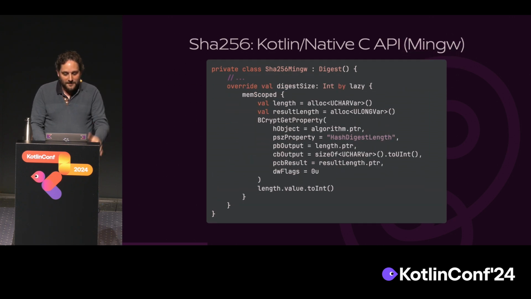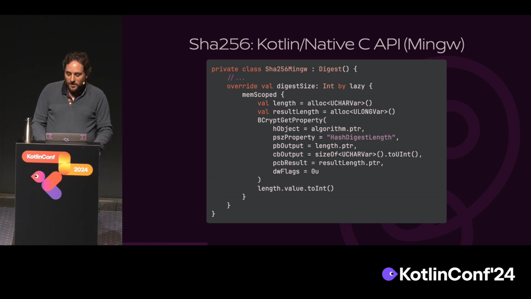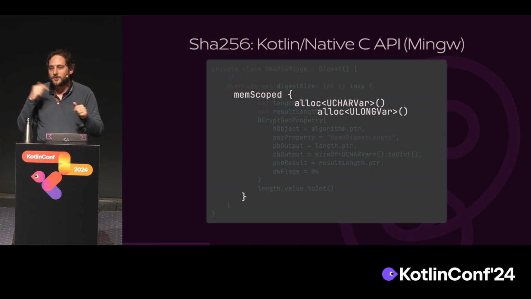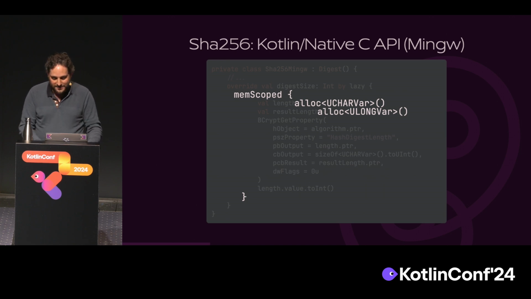So, for example, this is how you get the length of the digest. You need to call this BCryptGetProperty, pass it dwFlags and all these parameters, but basically, it's just calling C functions, which we've seen is easy. The only item of interest in this code is that memScope. memScope allows you to allocate memory that will be automatically freed when you exit the scope, so no more nativeHeap.alloc and nativeHeap.free. It's an easier way to ensure that you don't have memory leaks.